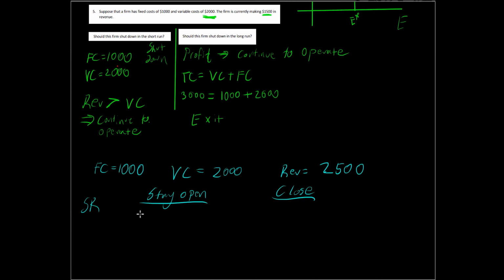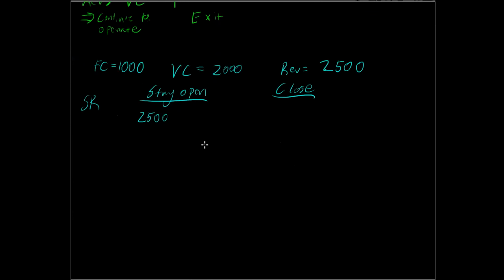If they stay open, they have to pay their fixed costs. Let's start with the revenue, 2,500. They still have to pay their fixed costs, and they still have to pay their variable costs because they're continuing to operate. They still got to pay all their workers. And we can see here that the firm ends up at negative 500, right?